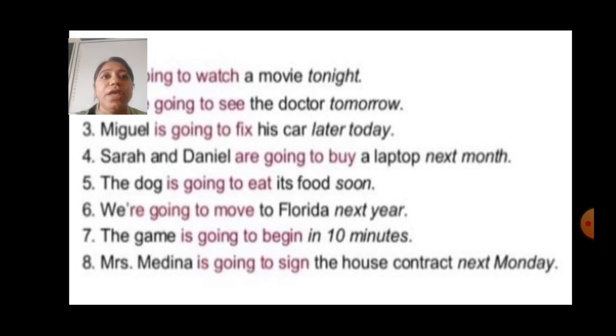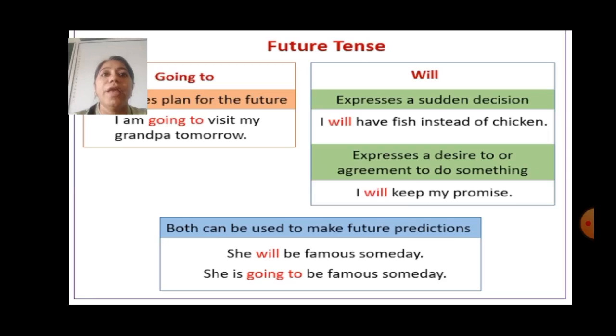So, children, we have seen that with I we have used am, with he, she, it, and a singular noun we have used is going to, and with we, you, they, and a plural noun we have used are going to plus the base form of the verb. Now, let's see the difference.